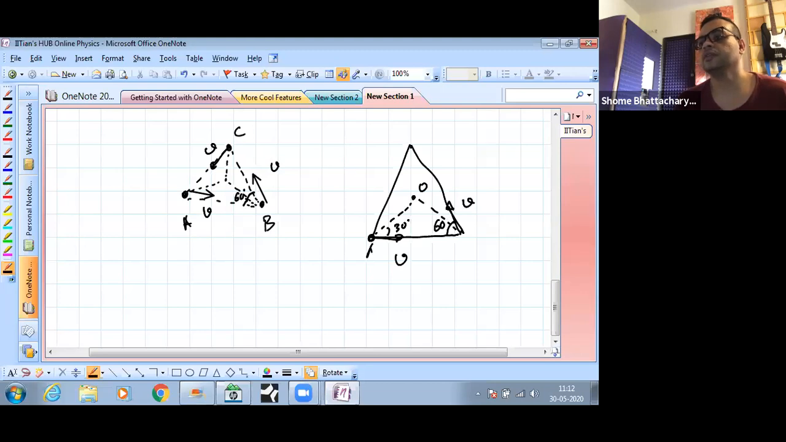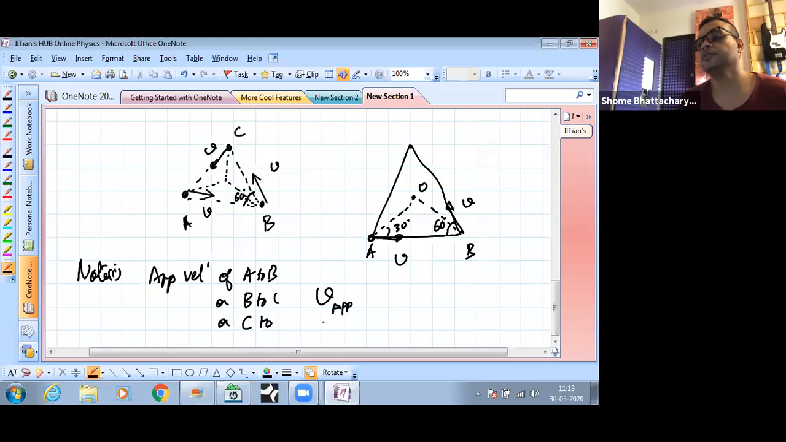So this is the kind of thing. Two things you can observe over here: the approach velocity of A to B, or B to C, or C to A. So the approach velocity of particle to particle is always this.